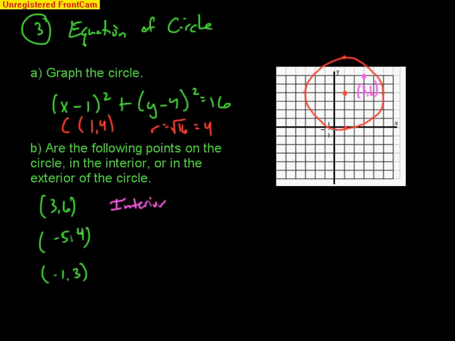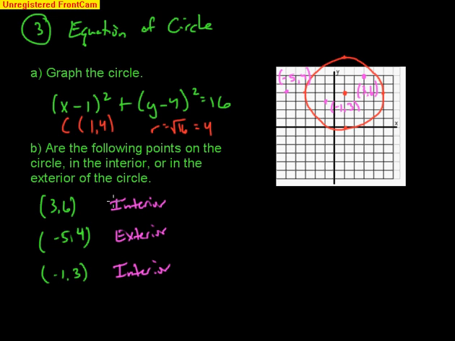Negative 5, 4. 1, 2, 3, 4, 5. 1, 2, 3. Right there. I'm going to say it's on the exterior. Outside the circle, right? And then negative 1, 3. And again, I'm going to say negative 1, 3 is in the interior. Okay? So that's what we're talking about when we talk about interior, exterior on the circle.